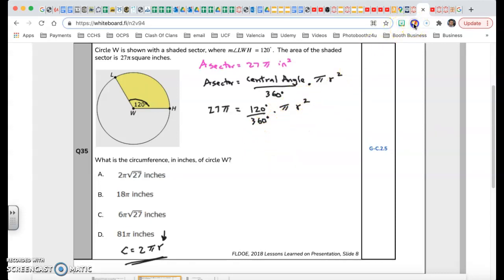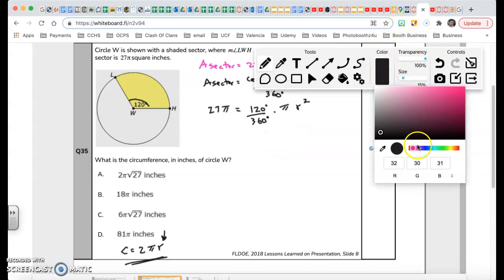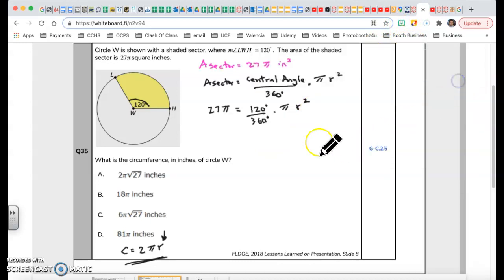Alright, so let's reduce all those fractions and get rid of all those numbers. Let's do some math. The 0 cancels. 12 into 36 is 3 times, so 120 divided by 12 is 10... reducing, I have 1/3. So right now I have 27 pi equals 1/3 of pi r squared. I just reduced 120 over 360. Now let's get rid of those pi's by dividing both sides by pi.